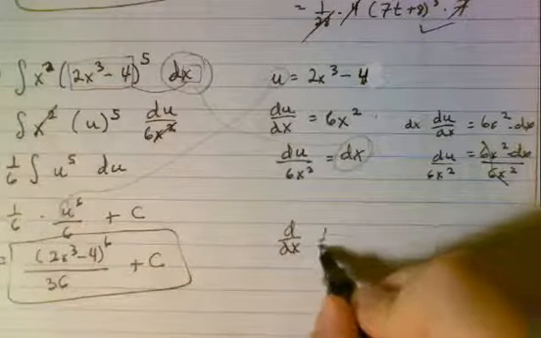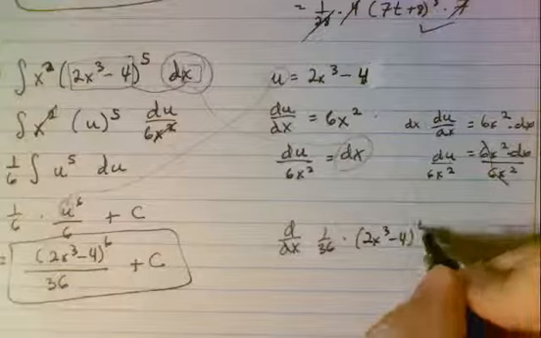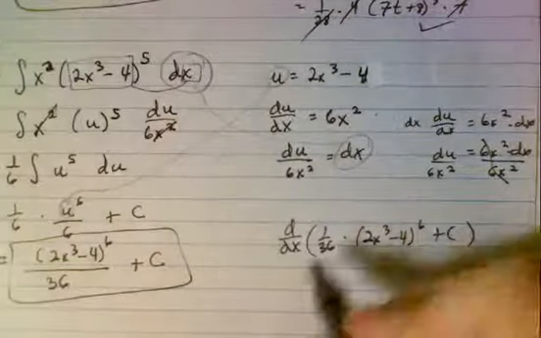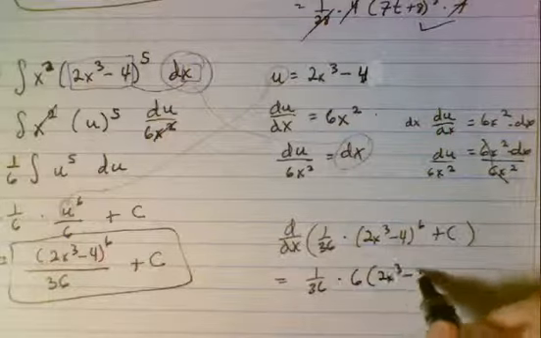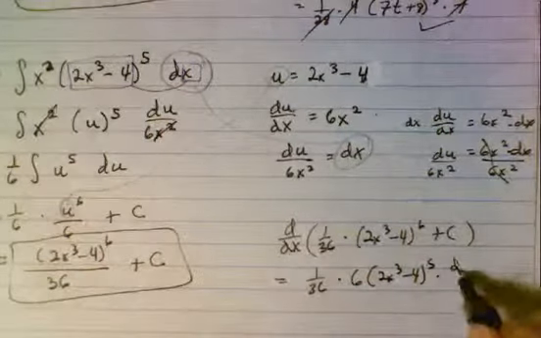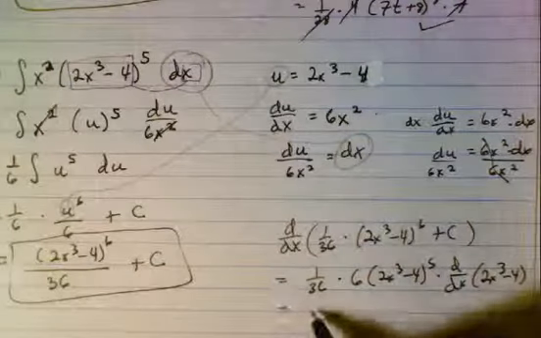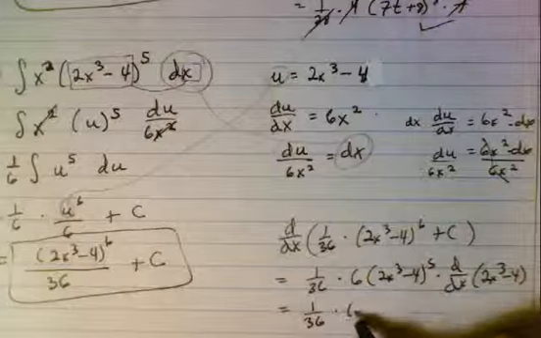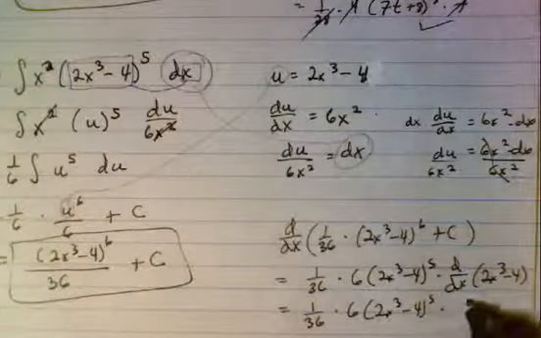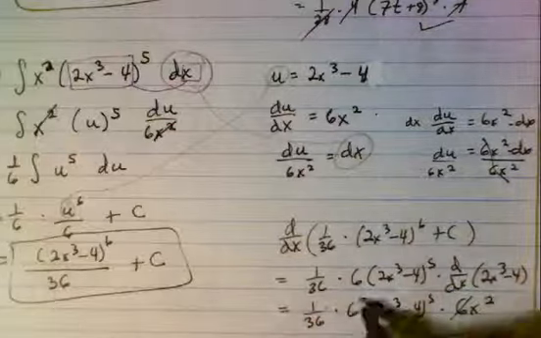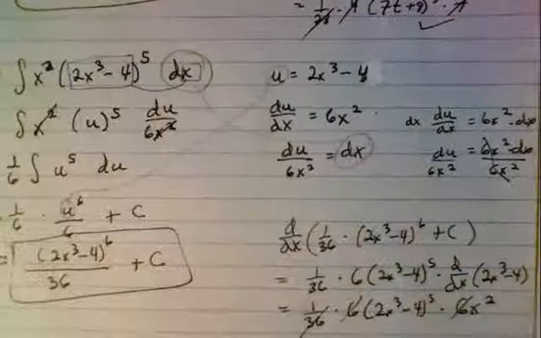Derivative of 1/36 times (2x cubed minus 4) to the 6th power plus c. We bring down that 6. The 1/36 is along for the ride. Subtract 1 from the exponent, multiply by the derivative of 2x cubed minus 4. So we have 1/36 times 6, (2x cubed minus 4) to the fifth, and then times 6x squared. 6 times 6 is 36, cancels out right there. We have that x squared left, just like we did originally.